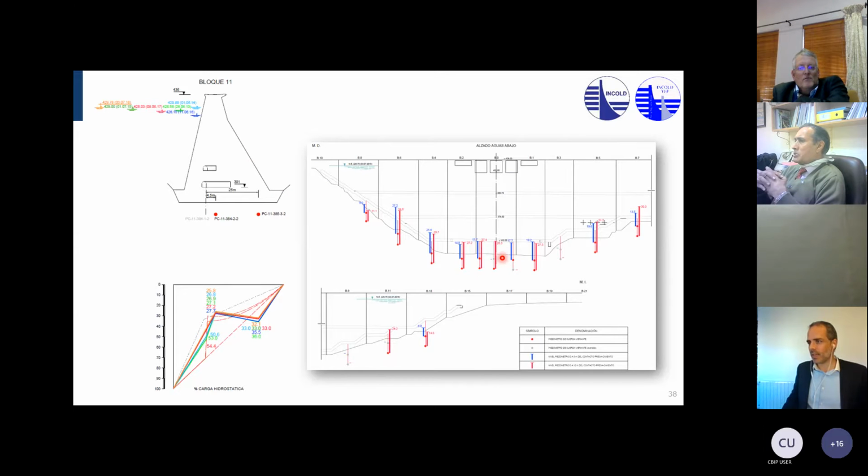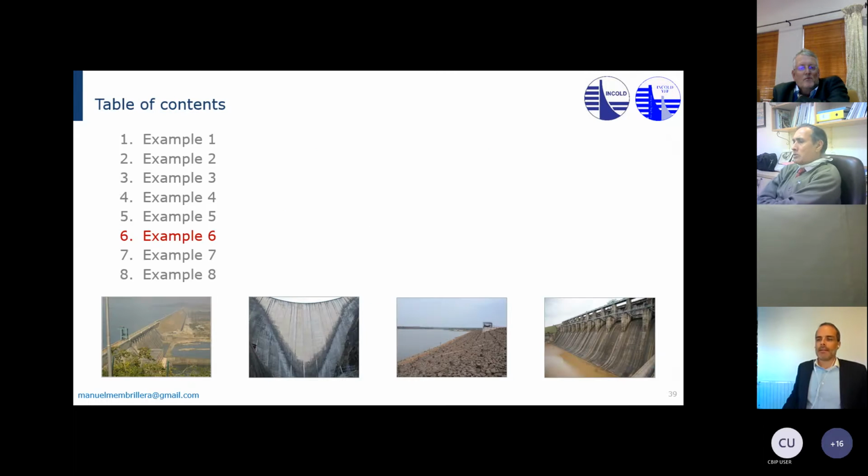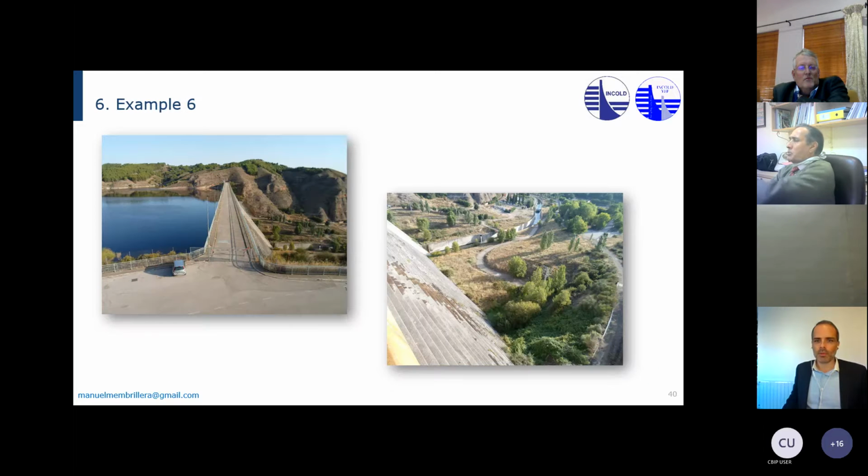So these red lines are the ones underneath, and the blue ones are the ones closer to the contact. Okay, next example. Next example, I'll go quickly.